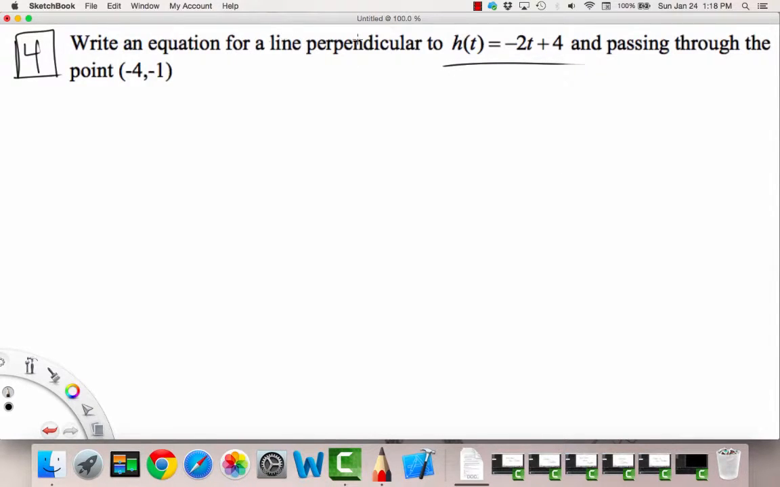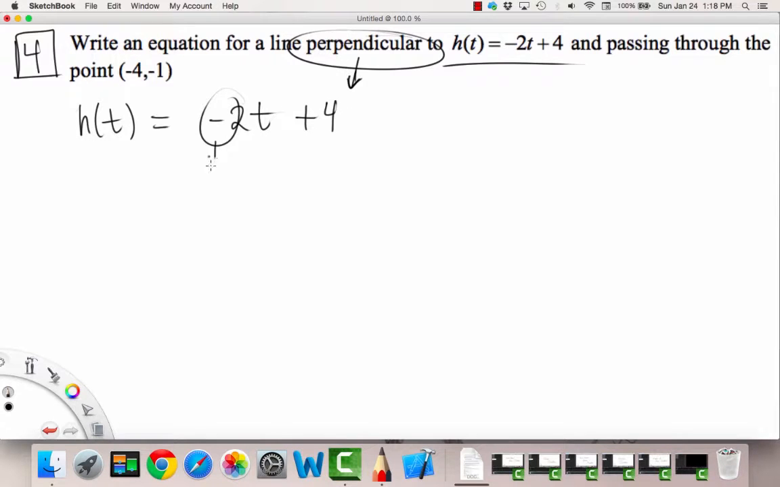So first of all, we have to find a line perpendicular to something. So perpendicular means we're going to have to analyze the slope in some way. So if we just write h of t is equal to negative 2t plus 4, that means that our slope of h is going to be negative 2. So m is equal to negative 2.